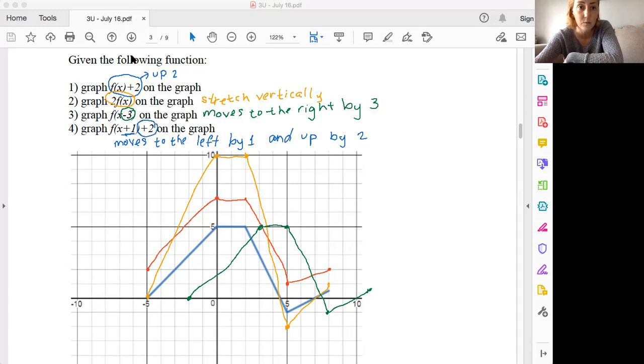Okay, still shouldn't be using blue. Okay, so we're going to use, we'll do pink. Okay, so it's going to the left by 1, up by 2. Left by 1, up by 2. Left by 1, up by 2. So like that.